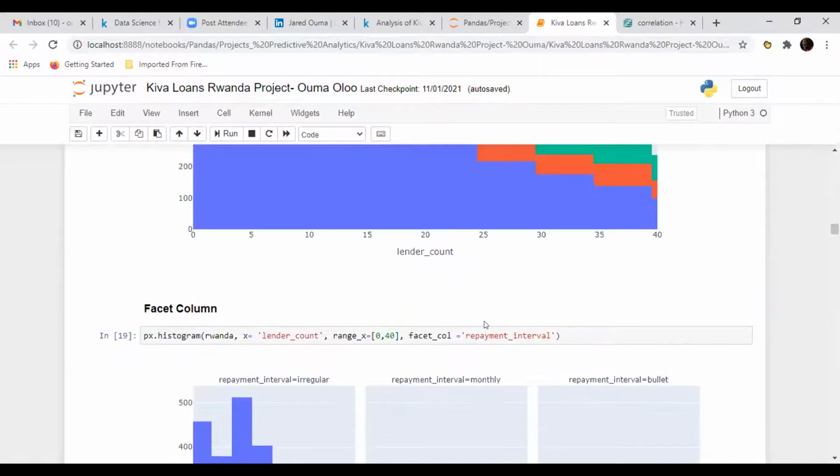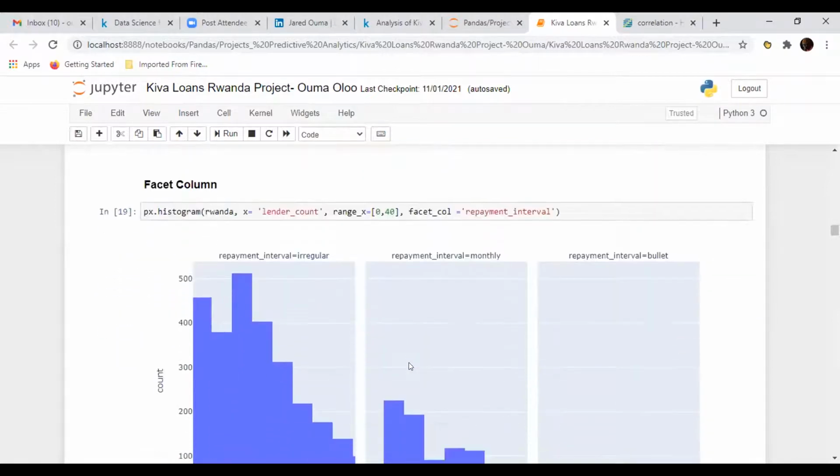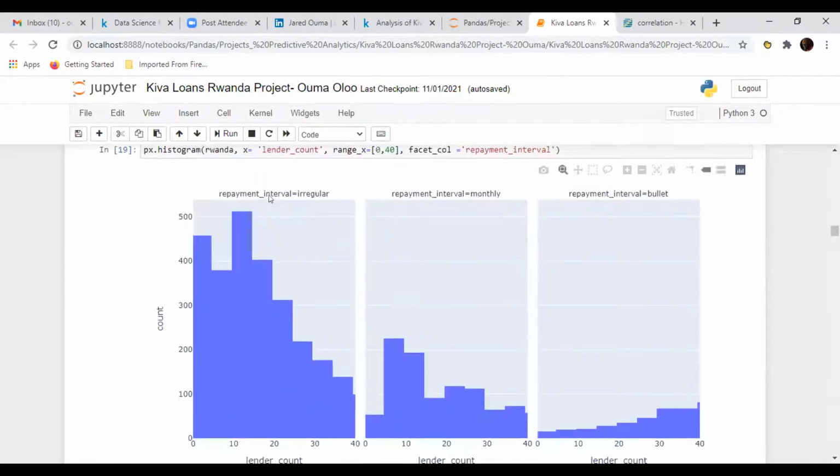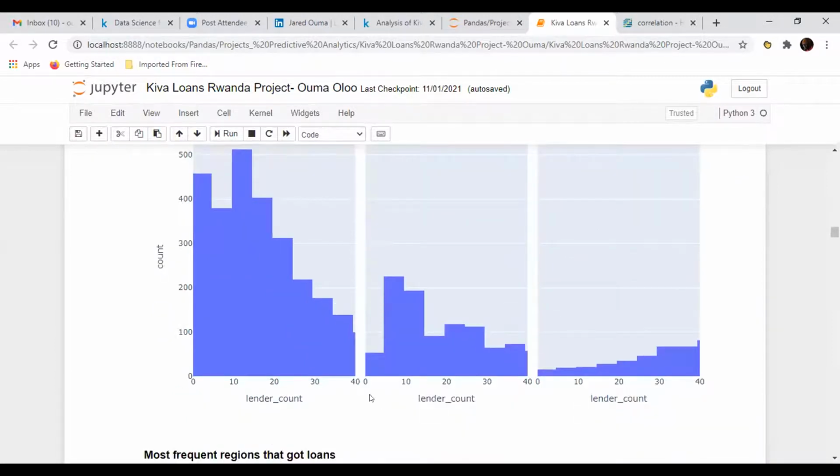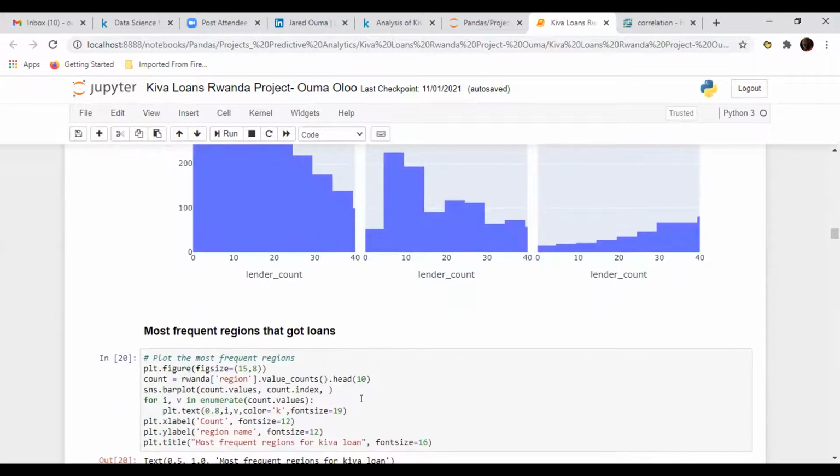Then I went and did a facet column, as you can see. So the repayment interval, irregular, you can see, and the lender count. You can also see a repayment interval, which was for the monthly and the lender count, and also for the bullet. So after that, I moved to most frequent regions that got loans.